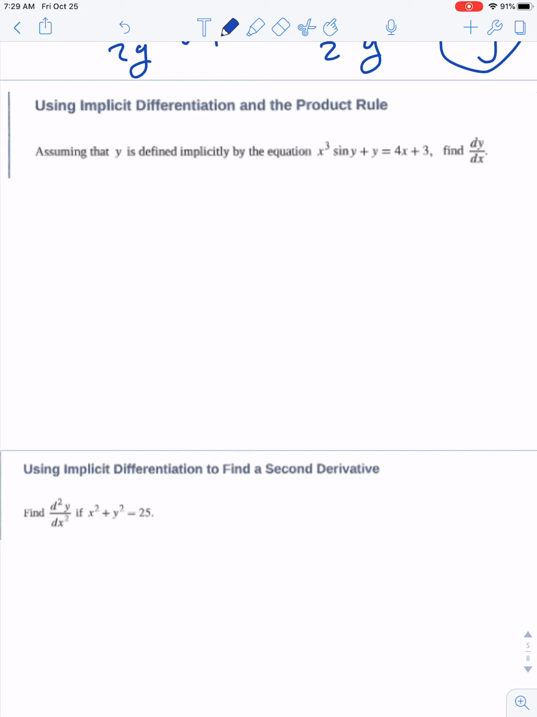So another example, in this one we have to utilize the product rule. We have x cubed sine y plus y equals 4x plus 3. So again, we are going to derive both sides with respect to x.